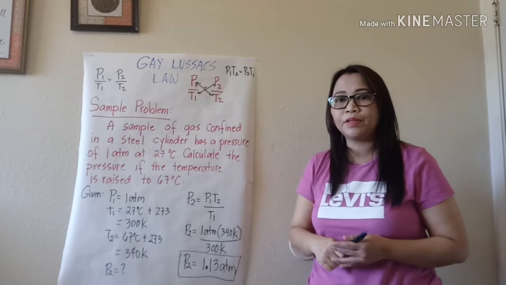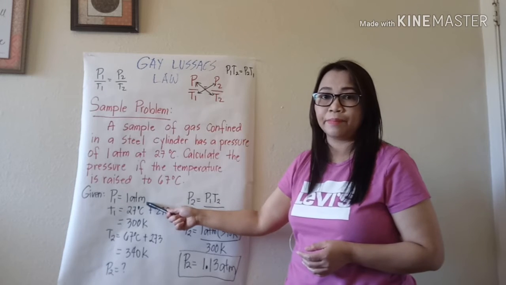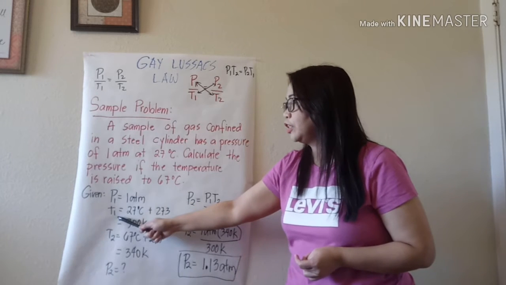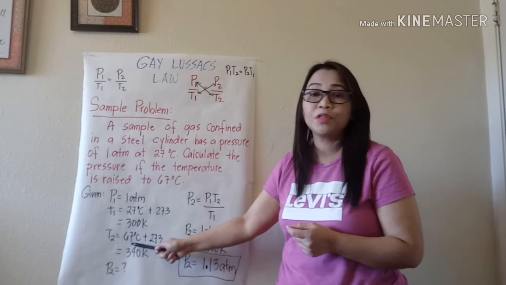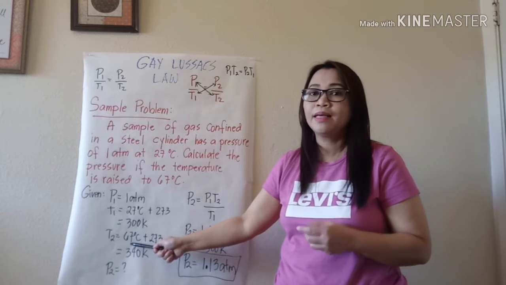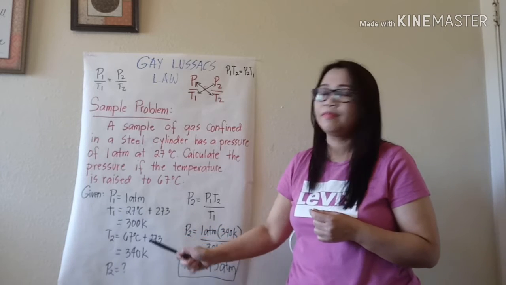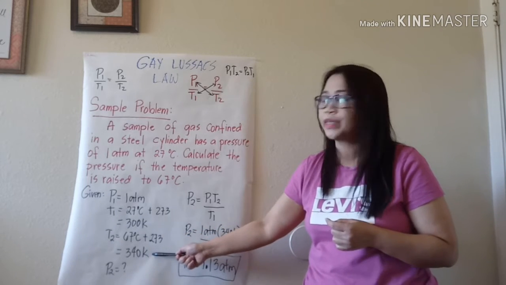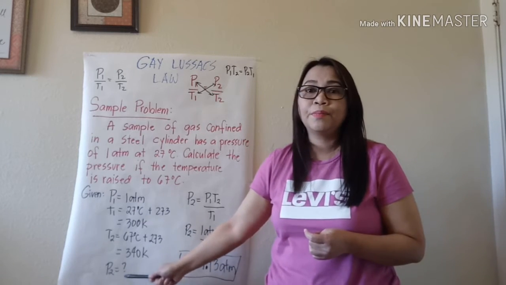Now for the given, we have the following. Initial pressure is equal to 1 atm. And then initial temperature is 27 degrees Celsius. But you have to convert that to Kelvin, so you have to add 273, and that will become 300 Kelvin. Then we also have the final temperature, which is 67 degrees Celsius. Then again, you have to convert that to Kelvin, so you have to add 273, so that will become 340 Kelvin. And the unknown for this problem is the final pressure.